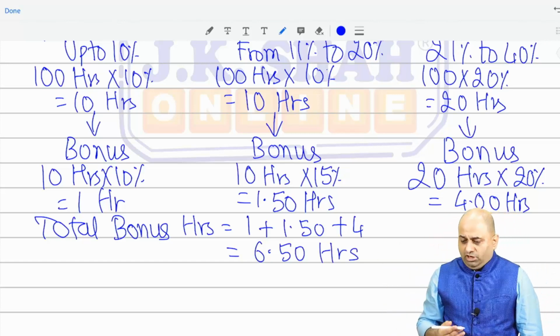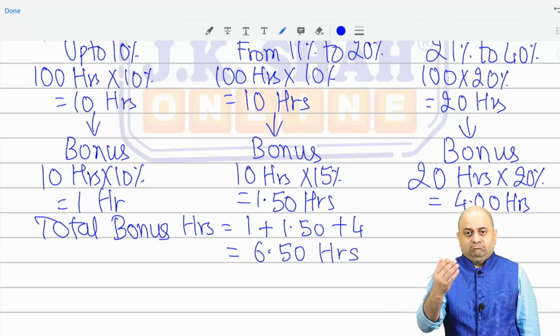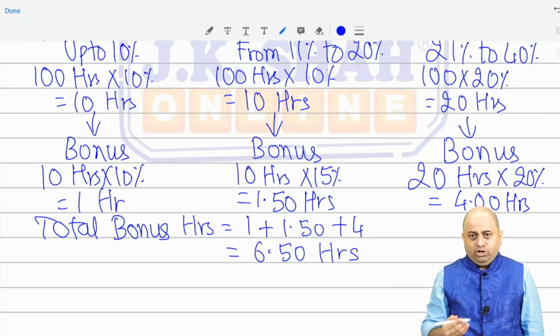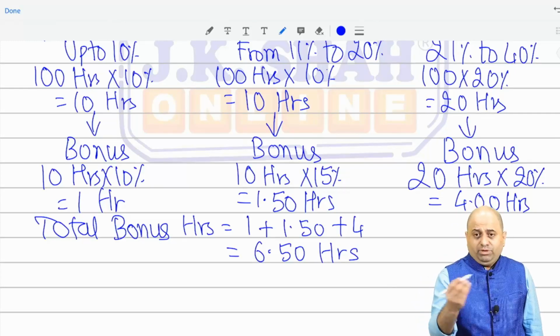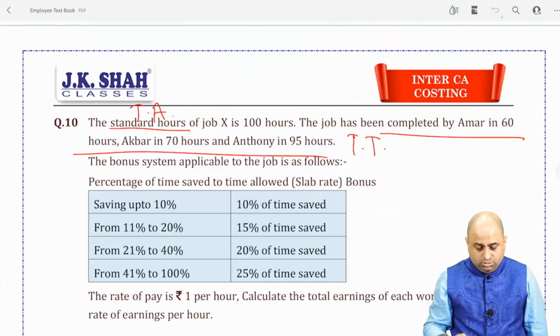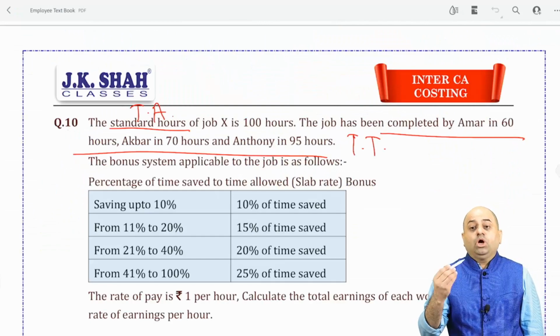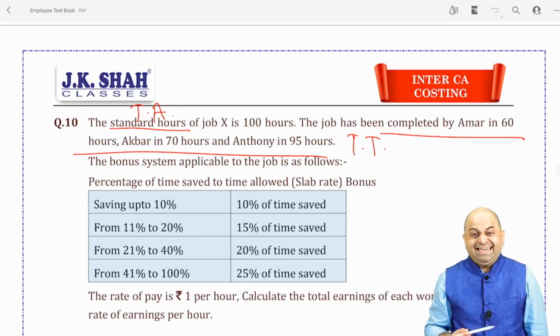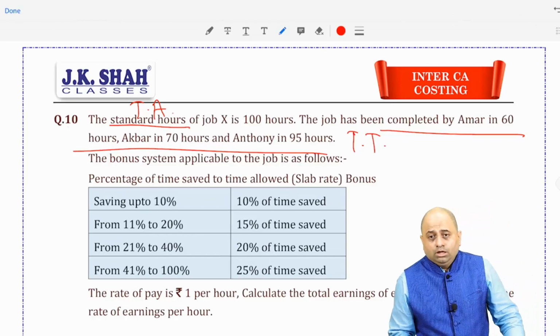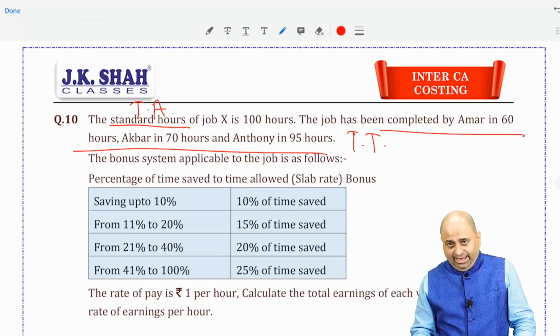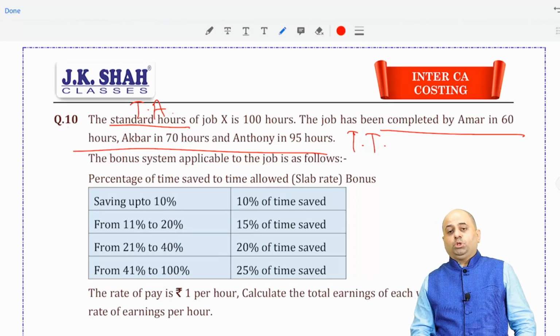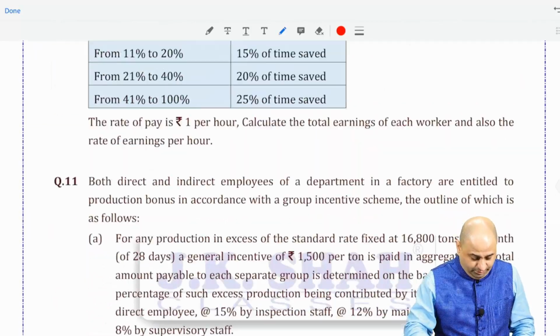Same way you can do it for Akbar and Anthony. That is what I thought I will remind you. I'll of course bring you back to the textbook, and with that I finish discussion of question number 10. So we completed question 10 and now I move on to question number 11.